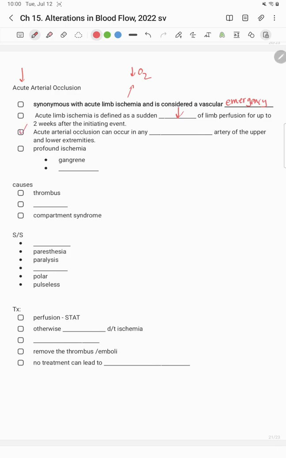Acute arterial occlusion can occur at any peripheral artery of the upper and lower extremities, and you can experience profound ischemia. As a result, gangrene and sepsis can set in. So this is the risk if untreated.